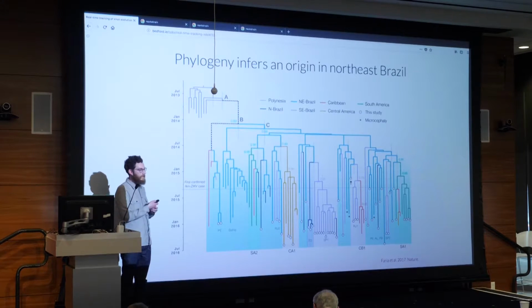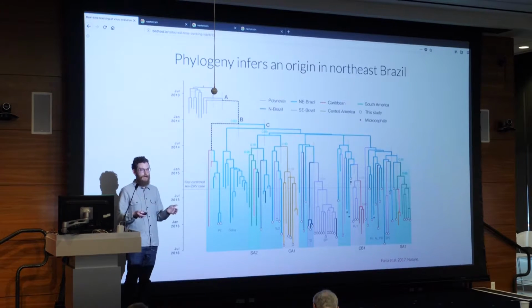And so we get this picture then that there's a single arrival event in early 2014 and then spread from Northeast Brazil. But the generally remarkable thing here is that this here in June 2015 was the first detected event of Zika in the Americas. So we now have strong evidence that Zika was circulating for a full year and a half in the Americas before it was even noticed.